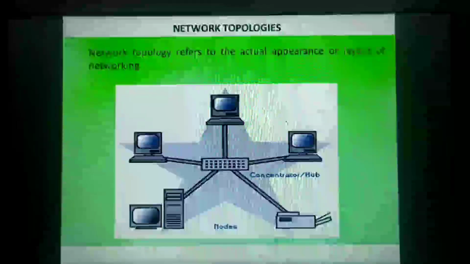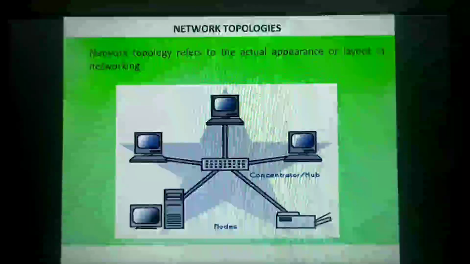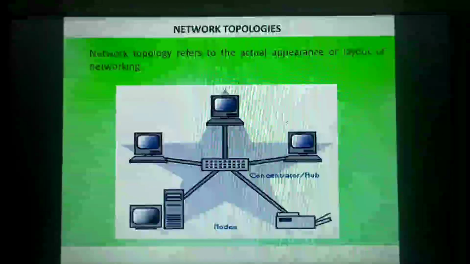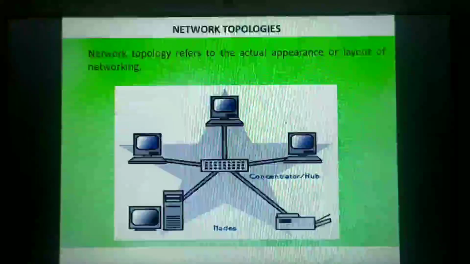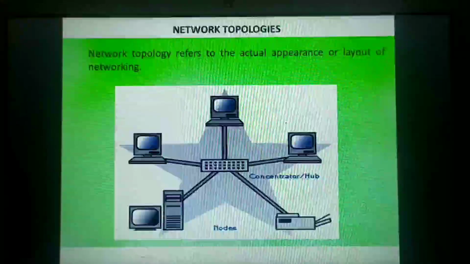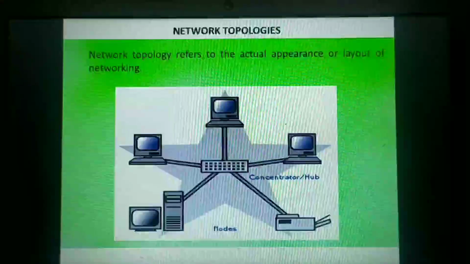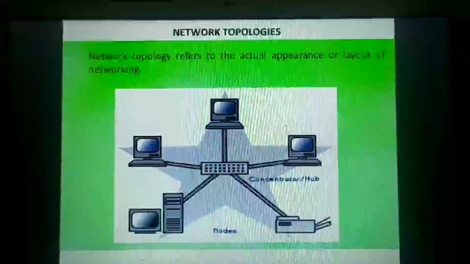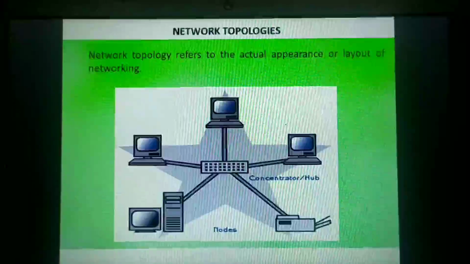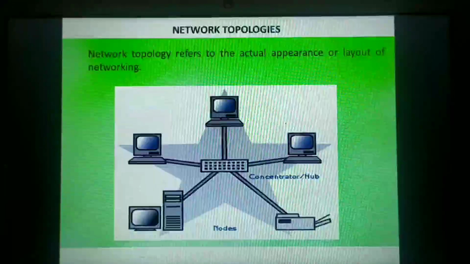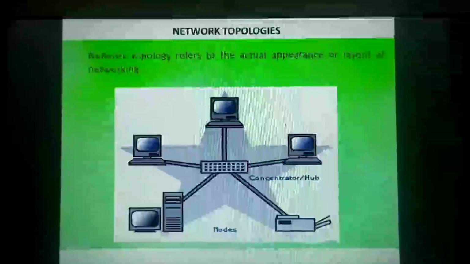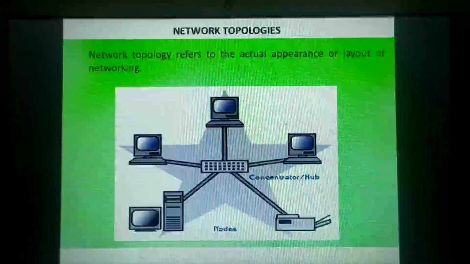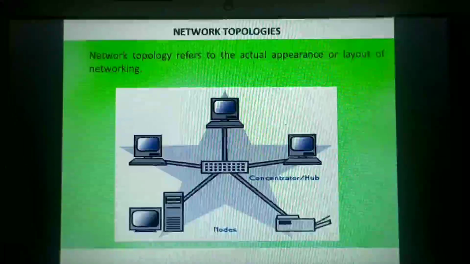Hello students, today we are going to discuss network topology under the chapter networking concept. Before I start, I would like to remind you that we have already studied different types of network in our regular classes, which are LAN, MAN and WAN. A LAN, a local area network, is confined to a small building or organization, a MAN spans the entire city, and a WAN spans the entire country or continent.